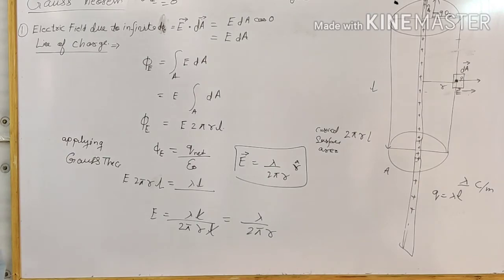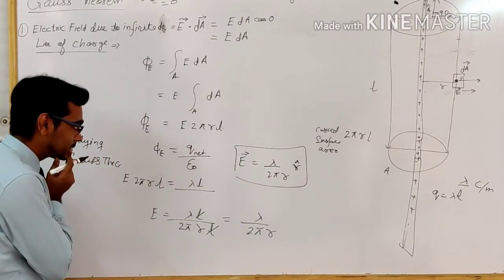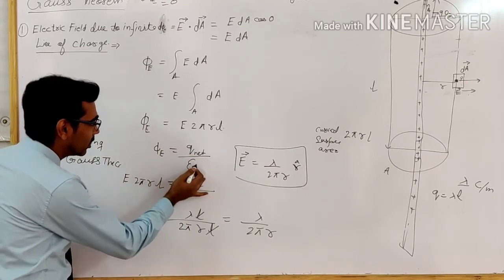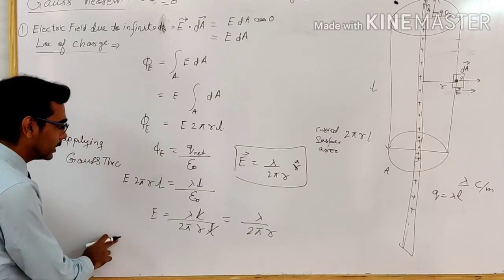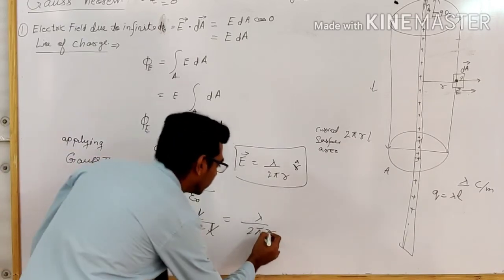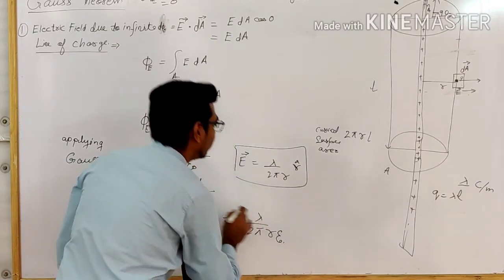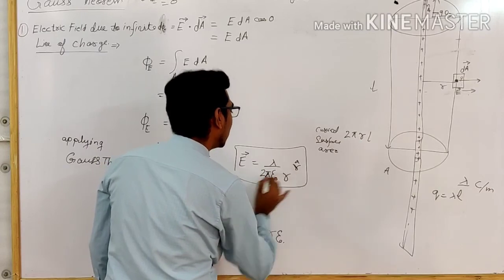One thing I have skipped, very sorry about that. In Q net upon epsilon naught, here there will be epsilon naught also, and same for this part also. Here there will be epsilon naught also, and here also we'll get epsilon naught. And the final formula will be 2 pi epsilon naught R.